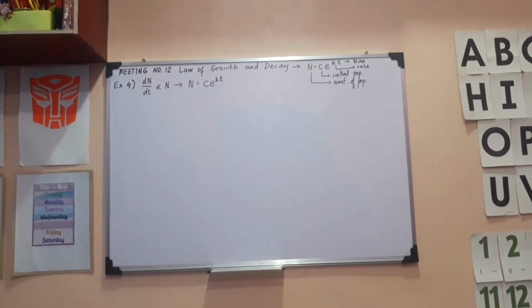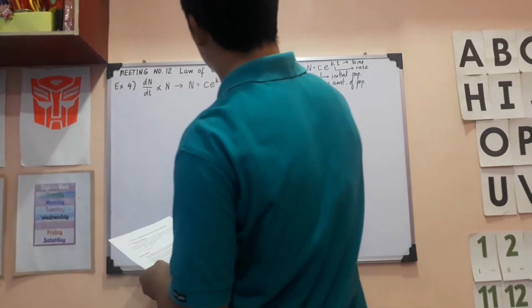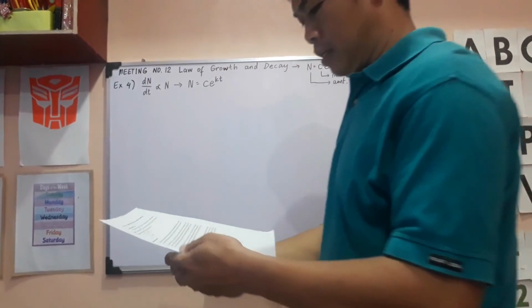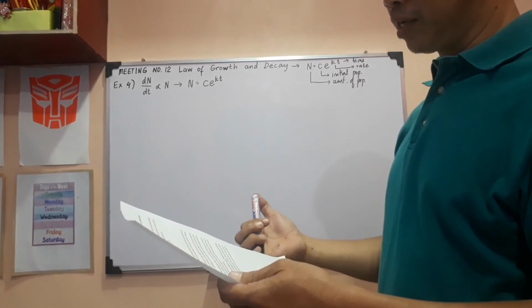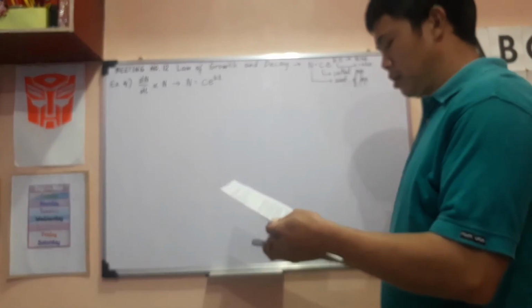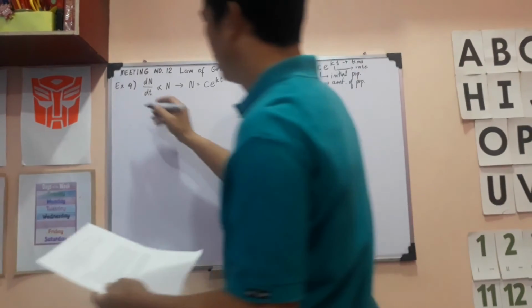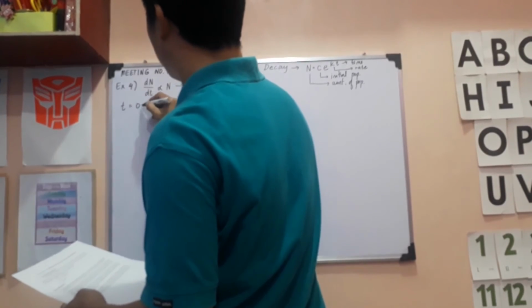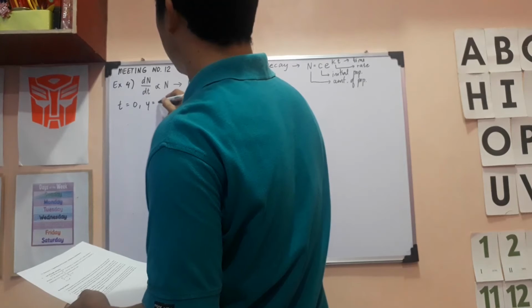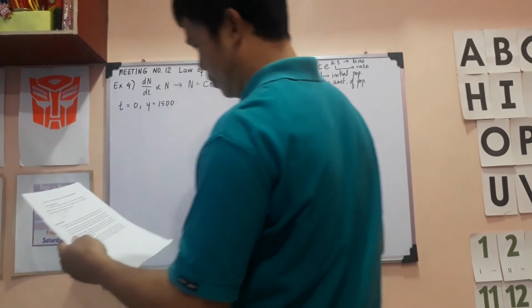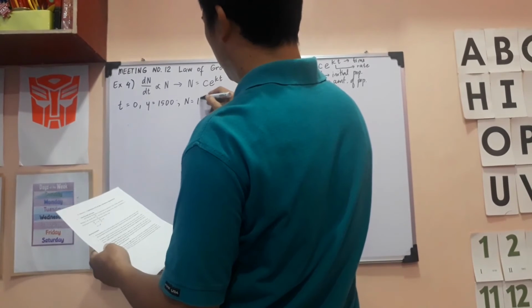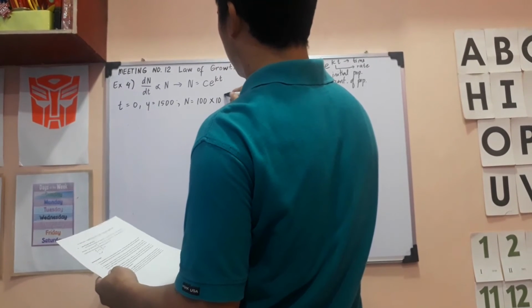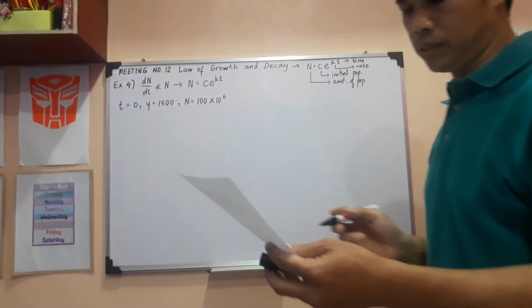Our last example for the law of growth and decay. Number 4. It is estimated that in the year 1500, the size of the Earth's population was 100 million. So, nung year na yon, no? T is equal to 0 and the year is 1500. Ang population lang ay 100 million. Diba? 100 times 10 raised to 6.